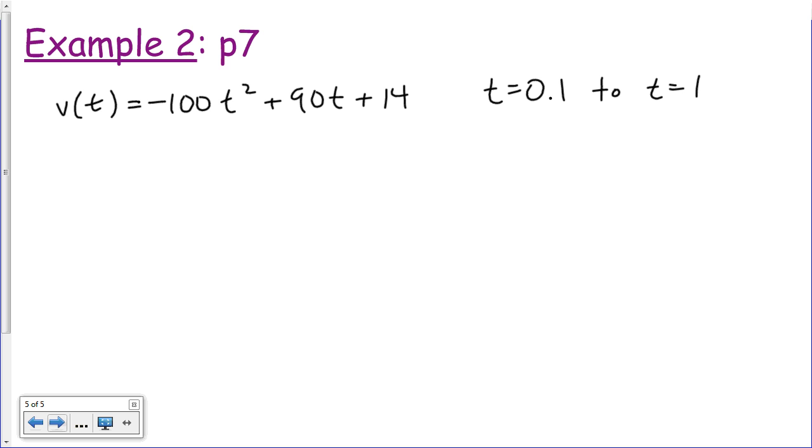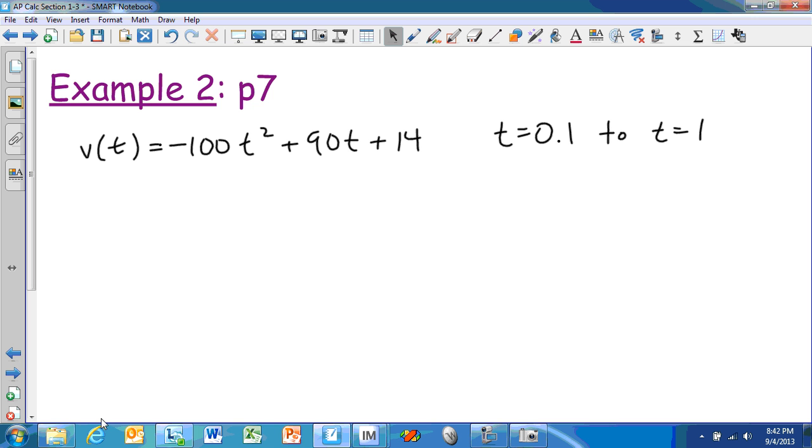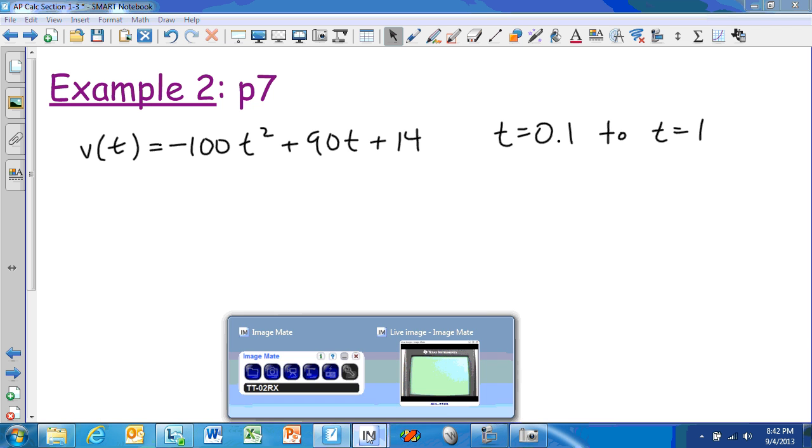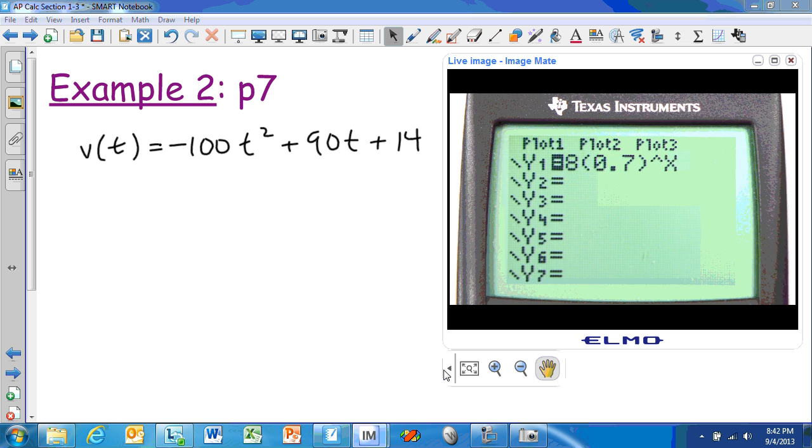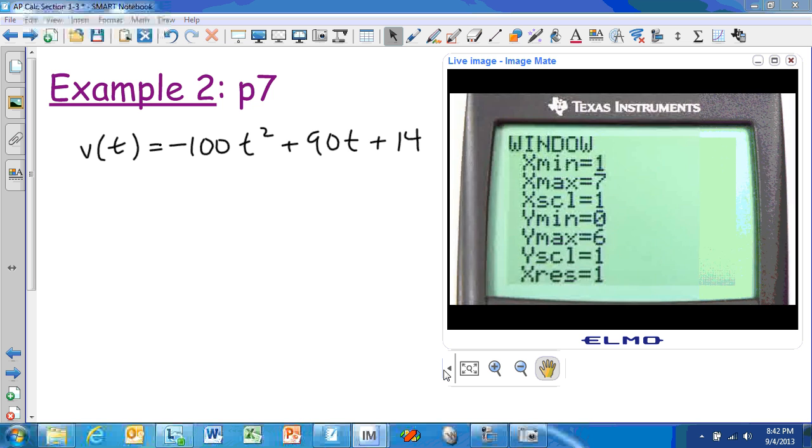Okay? So let's take our calculator here first of all and punch in that equation, and then we'll get a window set up here. So we have negative 100x squared plus 90x plus 14. And for a window, they said to go from 0.1 to 1. Notice I'm going to use the same domain that they've specified in the problem. I want my graph to completely fill that window.